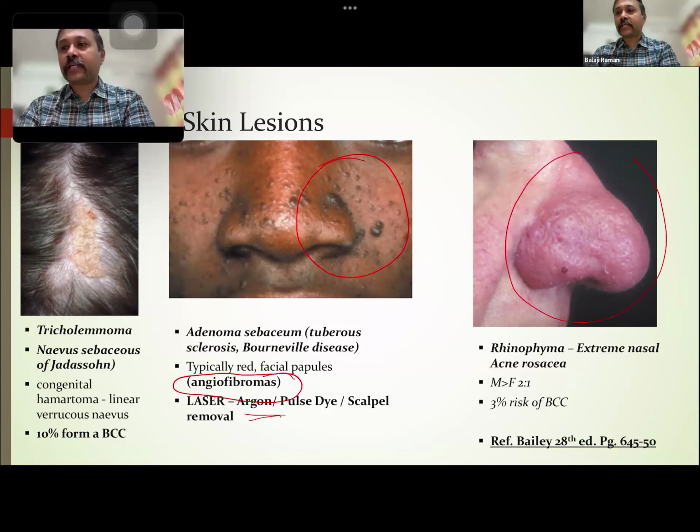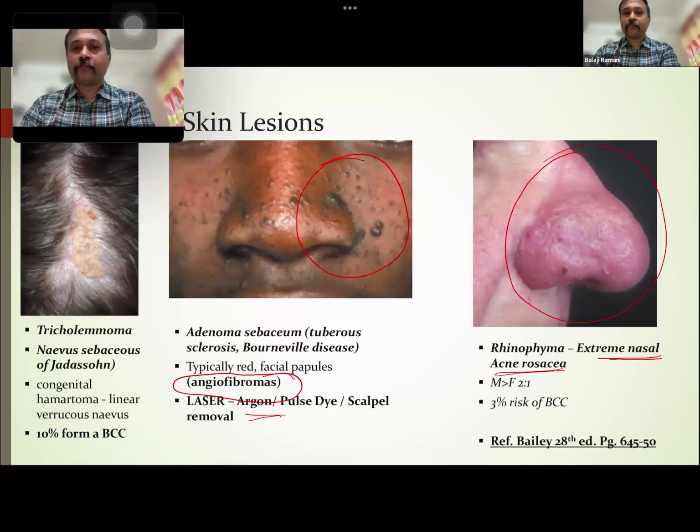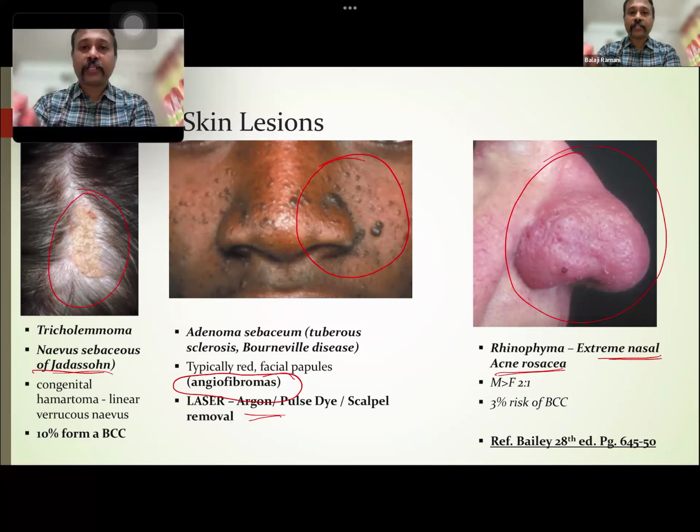And this is your classical rhinophyma. Rarely, less than 5% is associated with basal cell carcinoma. This is rhinophyma, which is extreme nasal acne rosacea. And this is going to be your trichilemmal or nevus sebaceous of Jadassohn. These are very complex names which are given in Bailey. Unfortunately, they have the tendency to ask questions from Bailey in this chapter. So just have a look at it. You can see that a verrucous lesion is present, especially common in the head areas. And here there is a risk of going on to develop BCC.